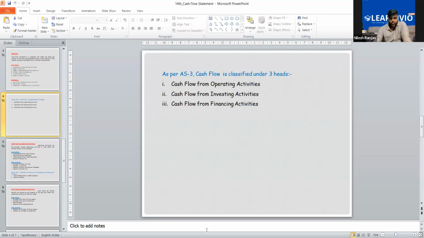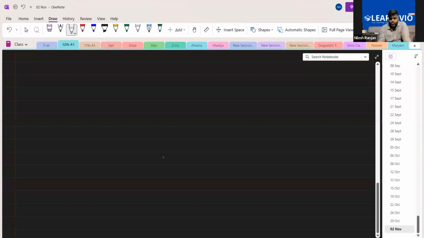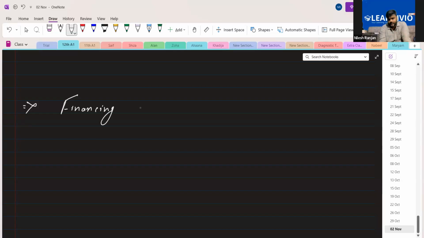Now, to understand it, there is one more shortcut you can use. First of all, I'm explaining financing activities. Now, who disconnected again?